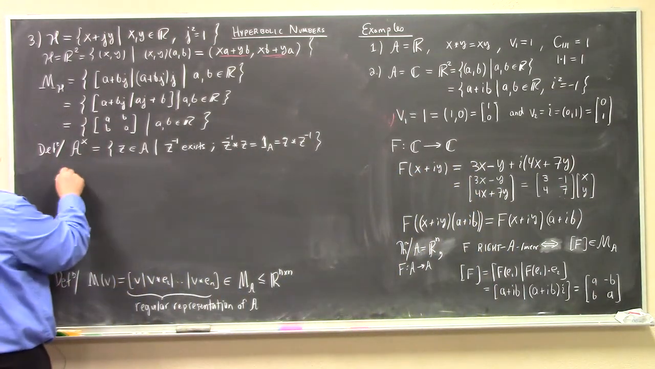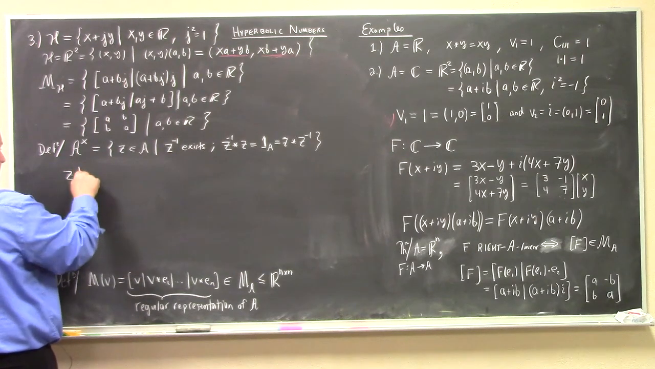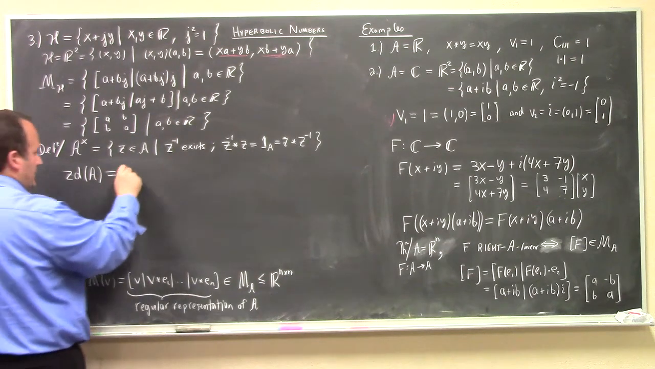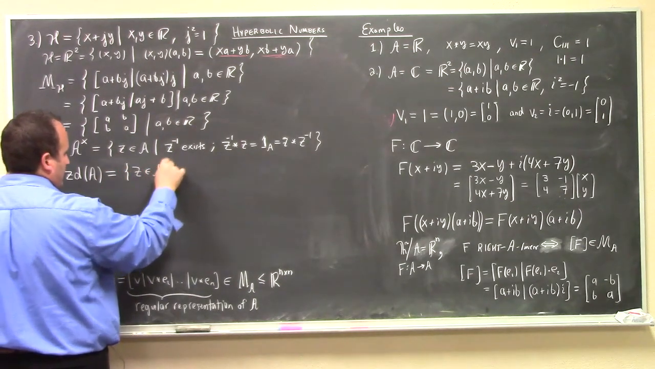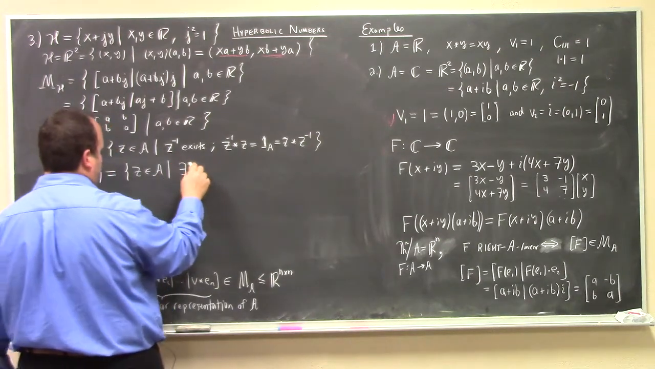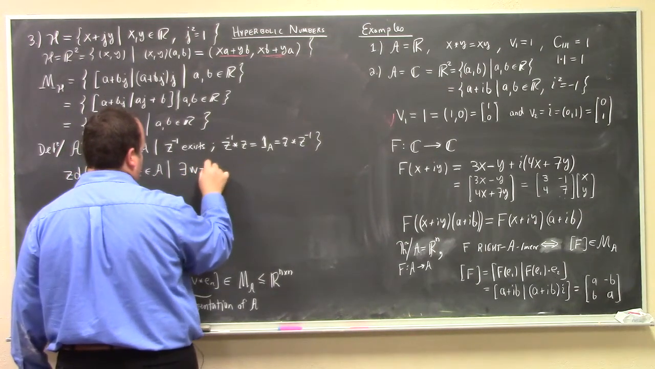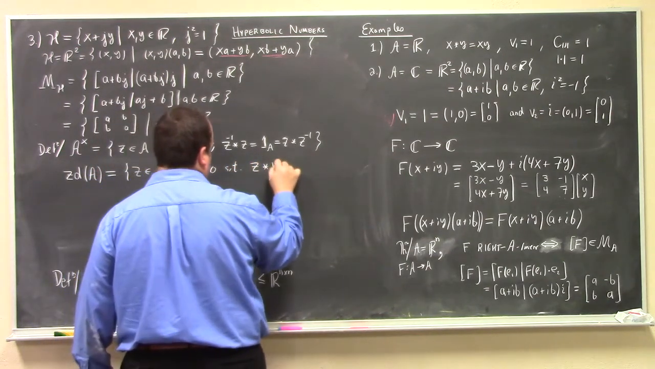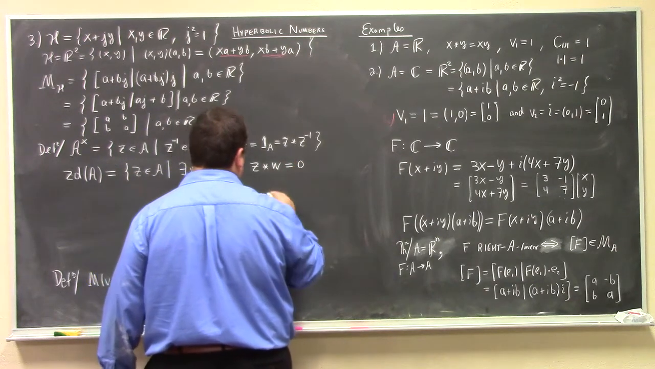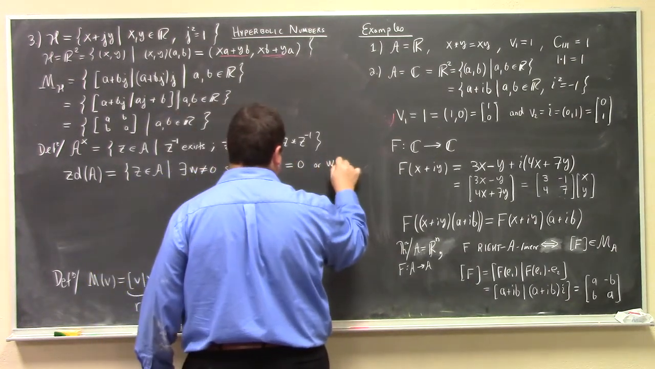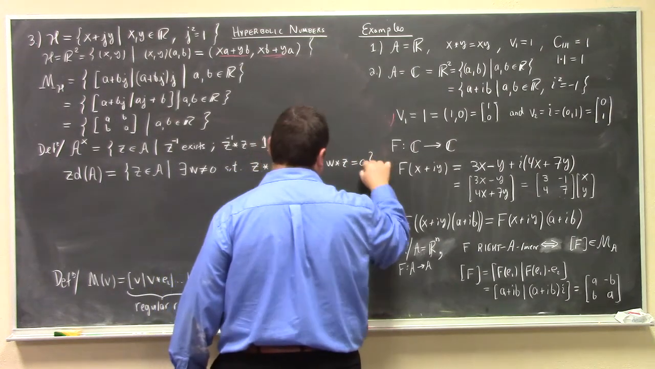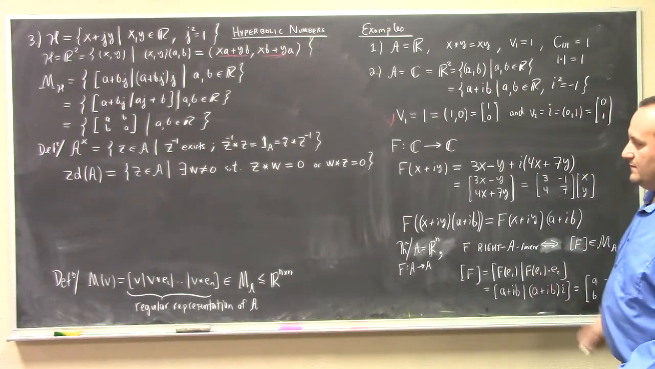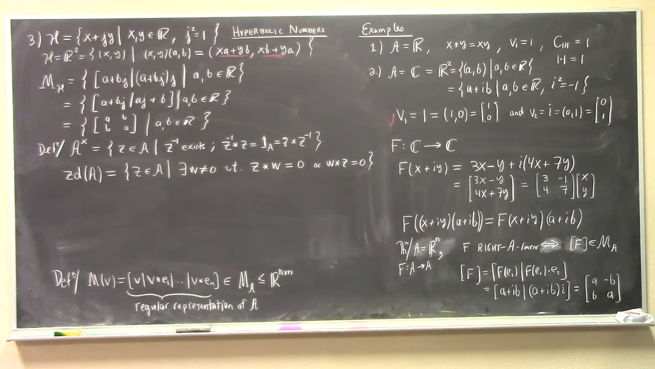And ZD of A is going to be Z in the algebra such that there exists W not equal to 0 such that Z times W equals 0, or W times Z equals 0. Either there's a left or a right zero divisor. So ZD, zero divisor.